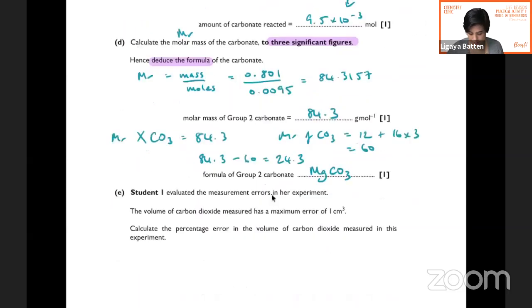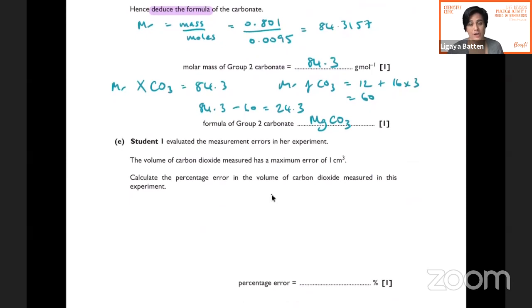Okay. We'll finish on this percentage error question. As I said, percentage error questions also come up a lot when we're looking at practicals and evaluating them. So see if you can remember the percentage error equation from earlier to work out this question. Student 1 evaluated the measurement errors in her experiment. The volume of carbon dioxide measured has a maximum error of 1 centimeter cubed. Calculate the percentage error in the volume of carbon dioxide measured in this experiment. So try and remember yourself before I write it.